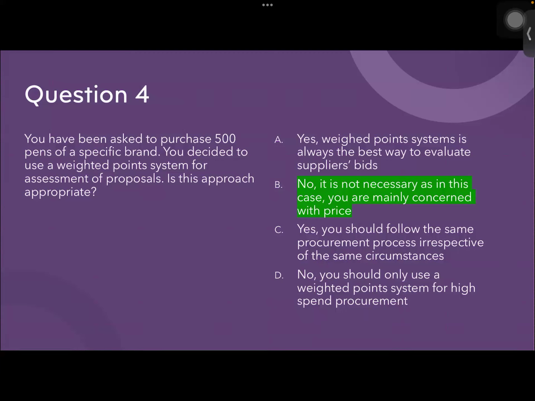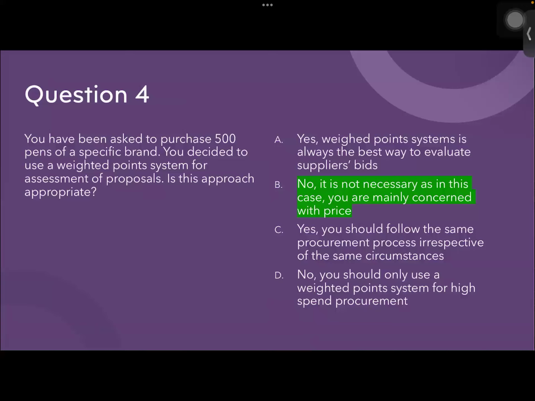Okay, so I see some opinions from ZZ and Joanna. With ZZ, B and D are absolutely different. For B, the main concern is price. For D, it's about high spend or low spend. High spend or low spend is just a relative term.